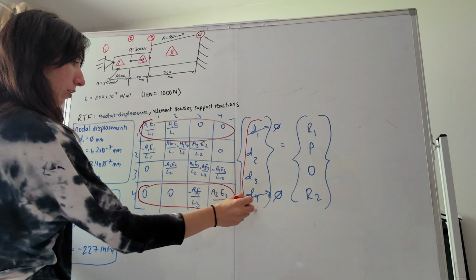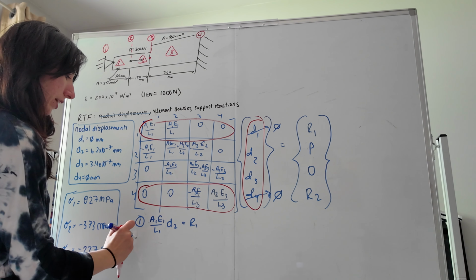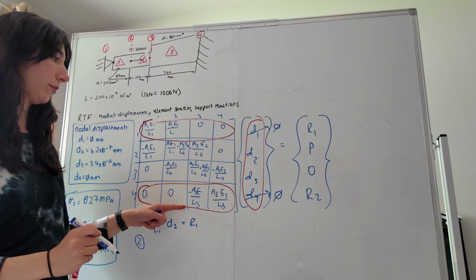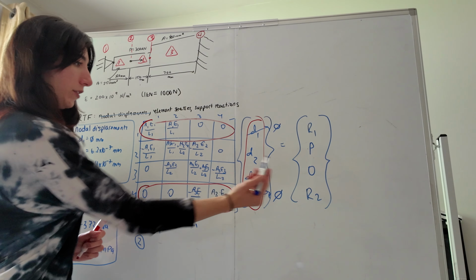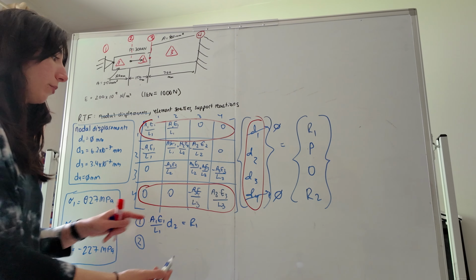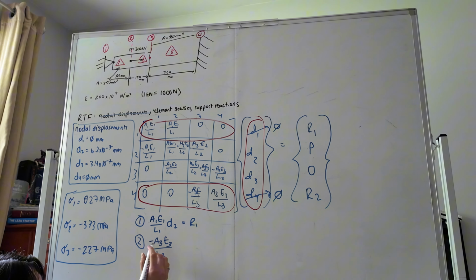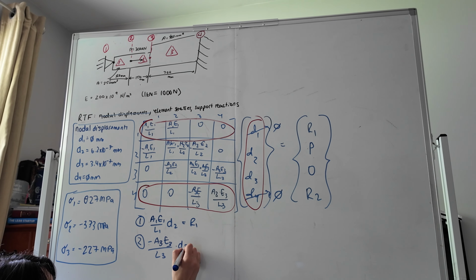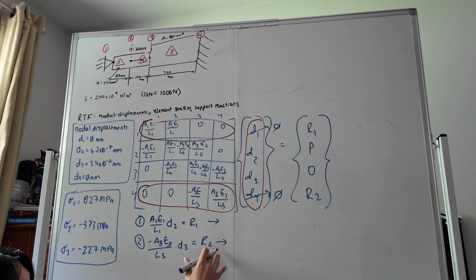Great, and now if we want to find R2, it's a matter of multiplying this row times the displacement column. We have zeros here, so we don't have any D1 or D2 terms in our second equation. We know D4 is 0, so the only term in the equation for solving for R2, our second support reaction at node 4, would be negative A3 E3 over L3 times D3 equals R2. So we can just sub in the values.